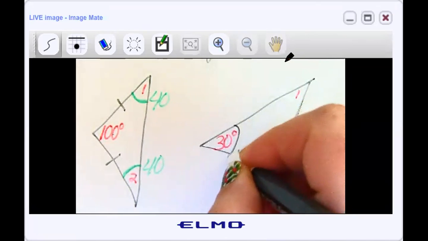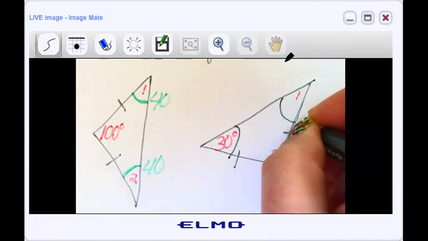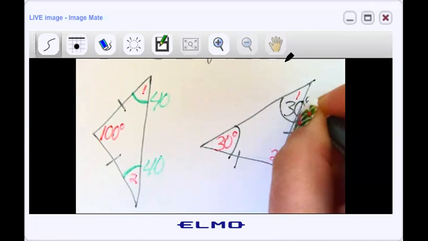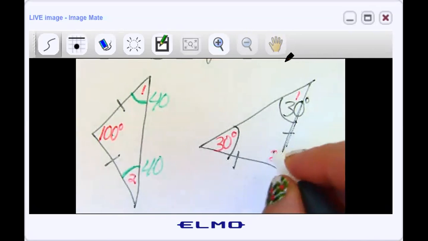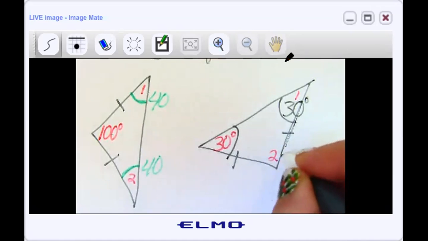So I know that this is 30, and that means this one will also be 30. So now I can find the third one. If I have 30 and 30, that leaves this one's got to be, yes, I'm getting some right answers, 120. So angle 2 is 120 degrees.